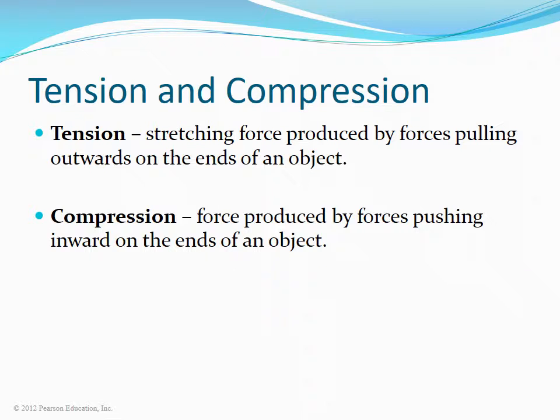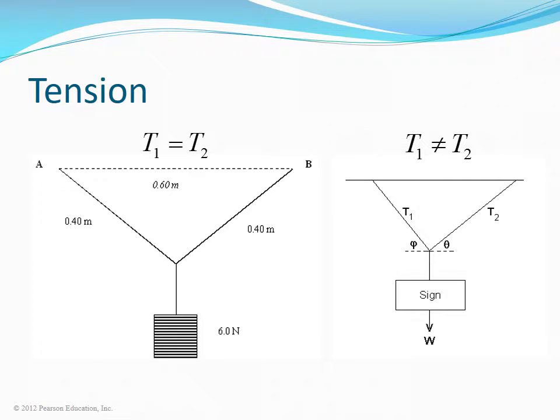Tension is a stretching force produced by forces pulling outwards on the ends of an object. Compression is a force produced by forces pushing inward on the ends of an object. The two figures show an example of tension. The figure on the left shows two identical tensions pulling on a weight. The figure on the right shows an object in equilibrium, but the two tensions are not the same. The lengths of the two ropes are not the same. In terms of vector components, the angles of the two ropes with respect to the horizontal are not equal. Even though the two ropes are not the same length, the system can still be in equilibrium.